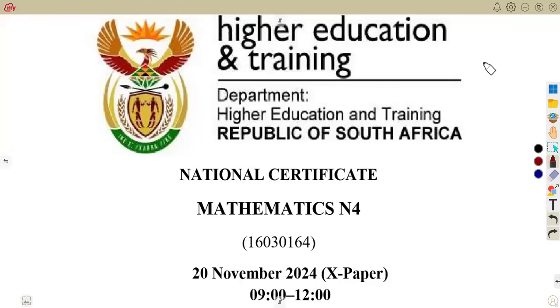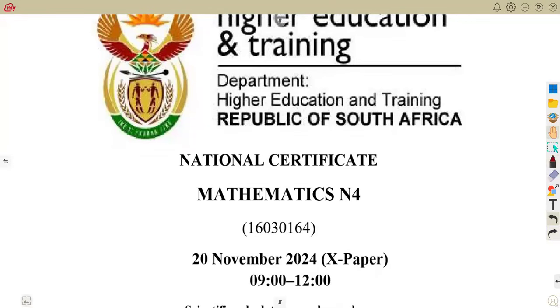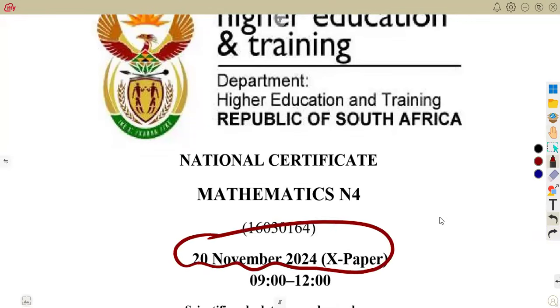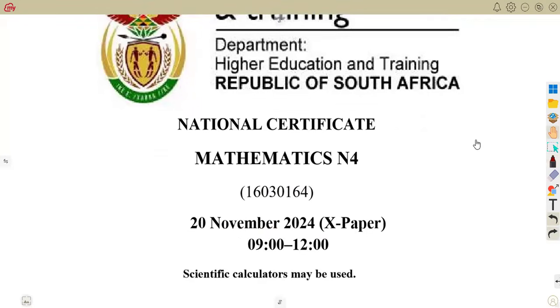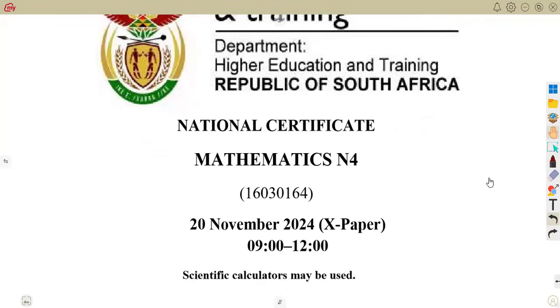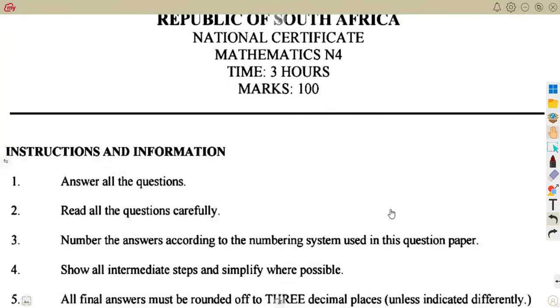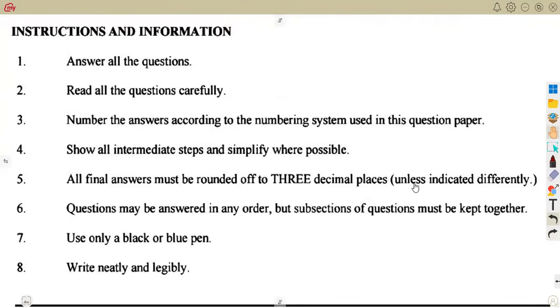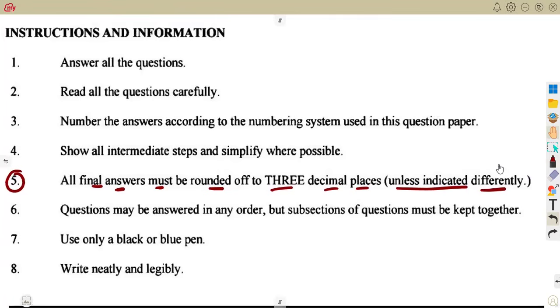So looking into our question paper of November 2024 exam. This is our exam paper that we're going to look into as a full paper exam revision. So guys, we are simply going to go through our instructions. Make sure that you read everything, especially that all final answers must be rounded off to 3 decimal places unless indicated differently, unless you are given certain information.